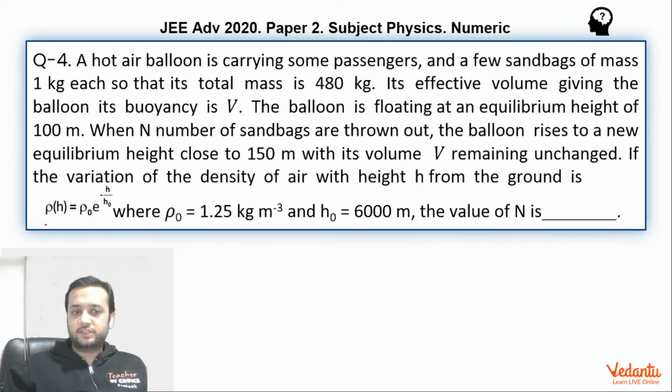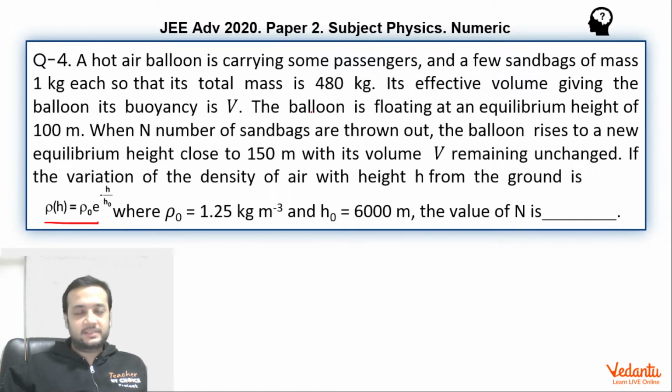In the question, it is mentioned that the density of the air as a function of height is this function. So we can see that density decreases with height, which is kind of obvious as well. The values of the constants rho naught and h naught have also been given in the question.